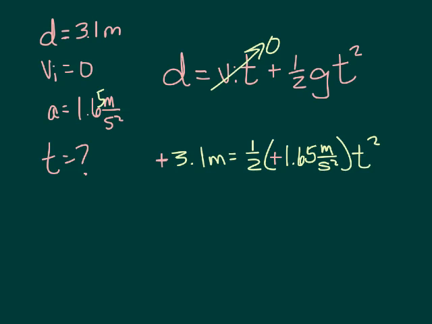From here, you just need to rearrange and solve, and you should get 3.75 repeating on the t squared. And then you would need to take the square root at the end. And you should have gotten about 1.9 seconds.